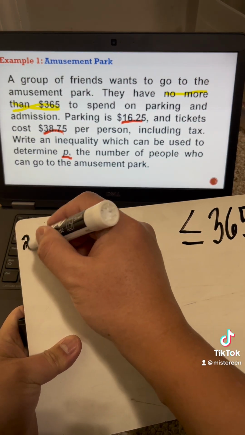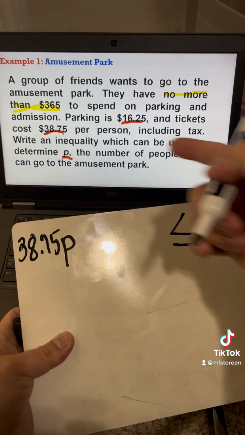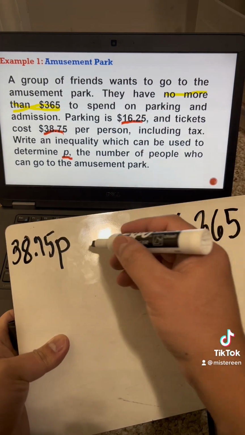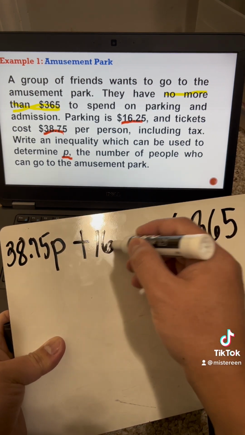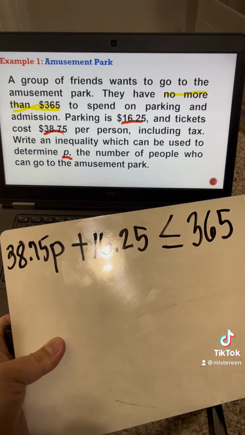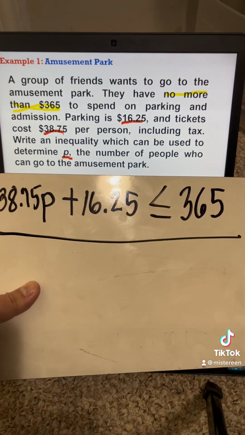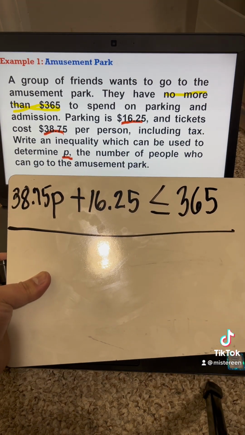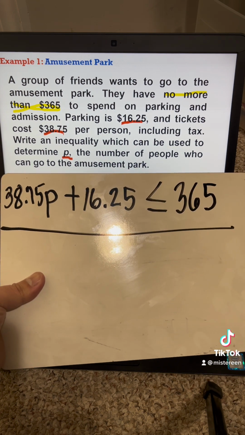So 38.75P. All right, that's for the ticket costs. And remember, I'm going to add my parking fee because they need to pay it. So plus the parking fee, which is 16.25. So this is now my final inequality expression: 38.75P + 16.25 ≤ 365.